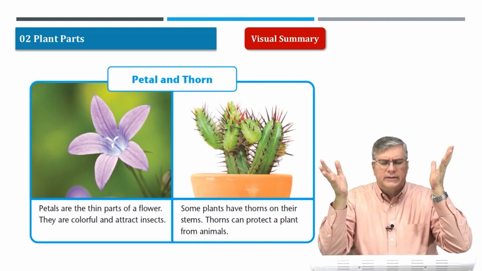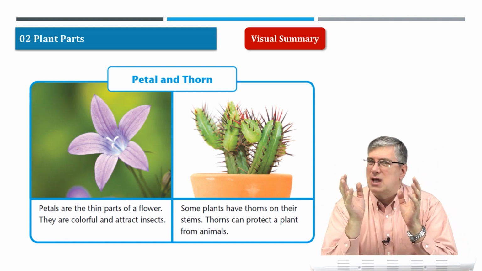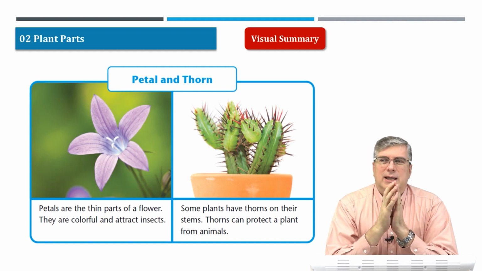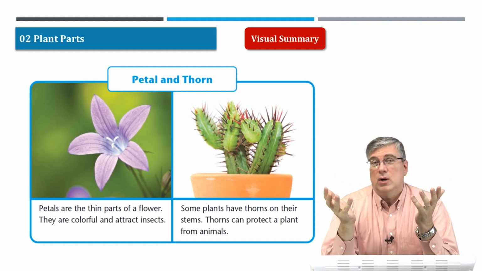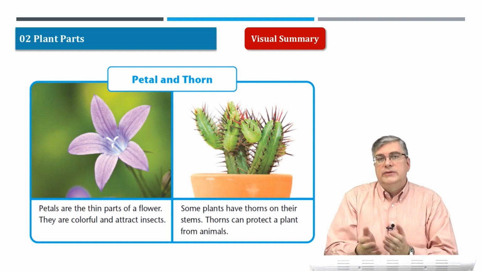Why do some plants have thorns, especially in the desert? Well, think about it. In the desert, there's not a lot of water. If an animal wants to get water in a forest, usually in a forest, there's a stream, or there might be a lake nearby, or puddles of water.